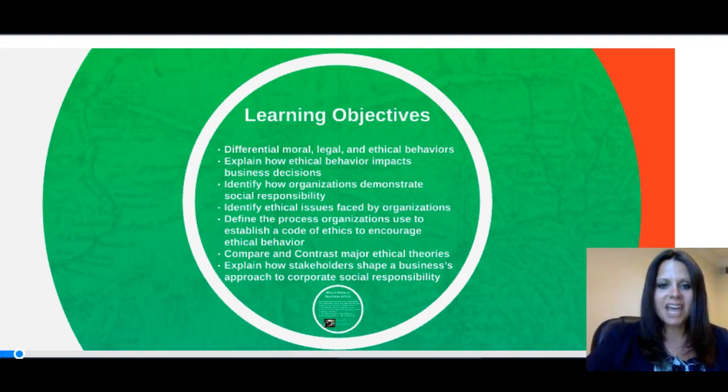Our objectives for today are to differentiate between moral, legal, and ethical behaviors and to explain how those ethical behaviors impact business decisions. We'll also identify how organizations demonstrate social responsibility. We'll identify ethical issues that organizations face and define the process organizations use to establish a code of ethics to encourage ethical behavior. We'll compare and contrast major ethical theories, and we'll explain how stakeholders shape a business's approach to corporate social responsibility.